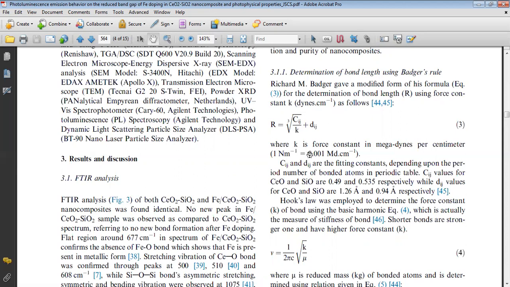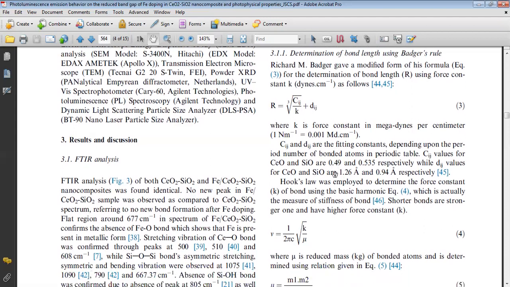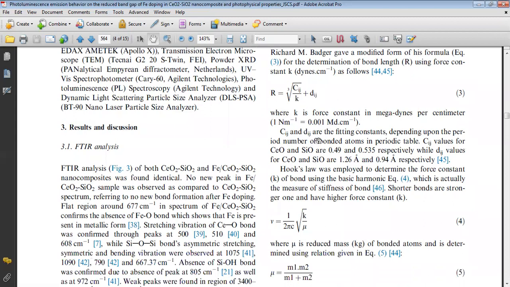And here K is the force constant, as I have said before, and C and D are the fitting constants, depending upon the periodic number of the bonded atoms in the periodic table. So these Cij values for cerium oxide and silicon oxide are this, and Dij values for the same functional groups are this, and you can get the relevant values from the literature. So what we are going to do over here is use the force constant, put the value over here to get the value of the bond length.